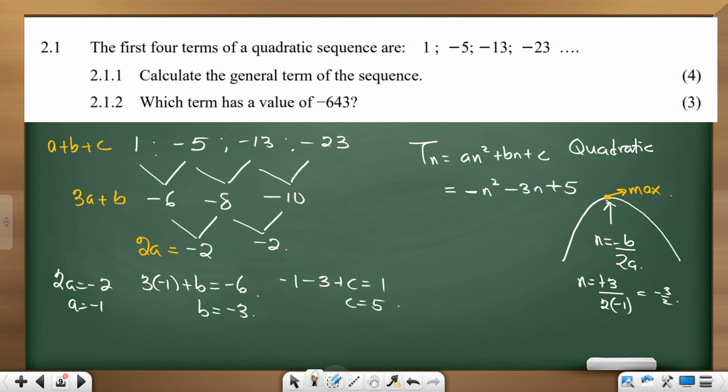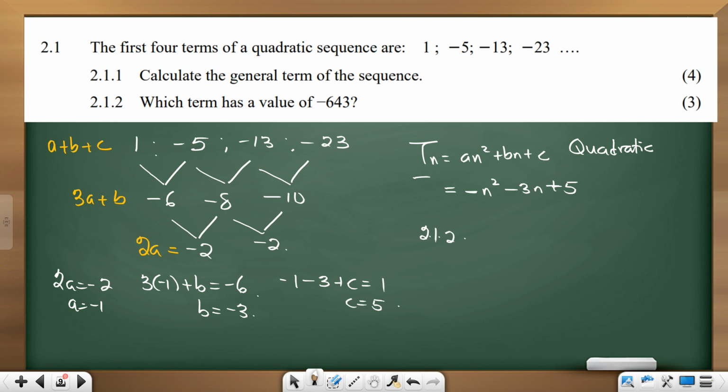I could look for a question. I could create one that would work out so that we see. Anyway, 2.1.2. Which term has a value of negative 643? What do we do? We just equate now. Please get me in, everybody. This I'm not doing. Some people have done it, some have not. I'll give you a chance. I just need to make sure that these small concepts are well put in place. Let's get n, algebra, quickly.